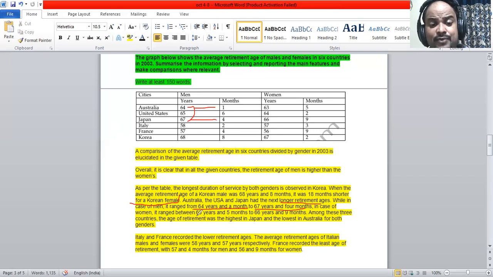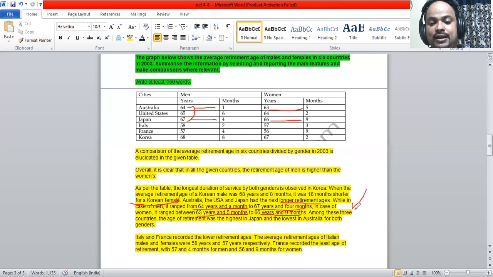In case of women, it ranged from 63 years and 5 months to 66 years and 9 months. 66 to 63 to 67. So we have presented a range. Instead of presenting each data individually or specifically, we presented a range. And now I have to make it more clear.